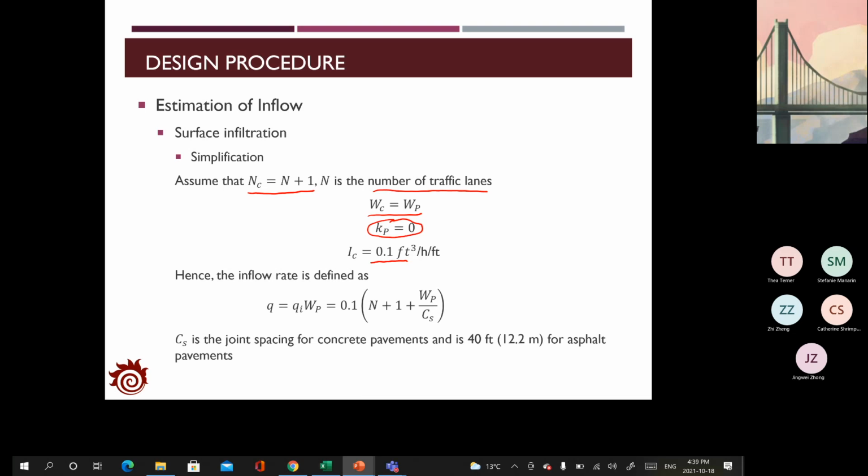And if we put all these assumptions together, you can find out the simplified model as the inflow rate Q, which will be the product of infiltration rate times the width of the pavement, Qi times WP. That will be 0.1 times n plus 1 plus WP divided by CS. And here CS is the spacing of the joints for the concrete pavement. And usually we assume that this is 40 feet for the asphalt pavements. And that's the surface infiltration.